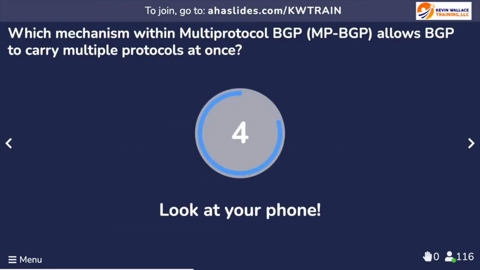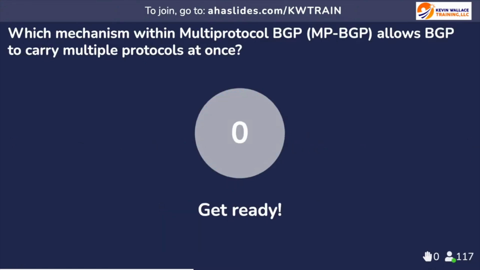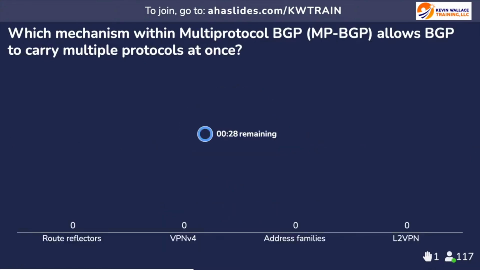Which mechanism within multi-protocol BGP allows BGP to carry multiple protocols at once? Route reflectors, VPN version 4, address families, or layer 2 VPN?